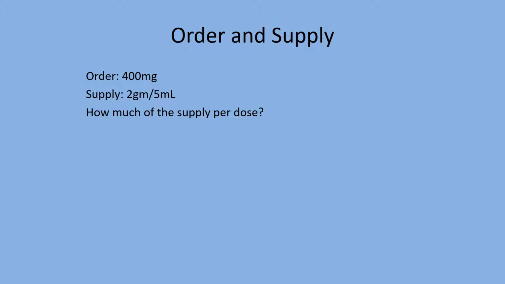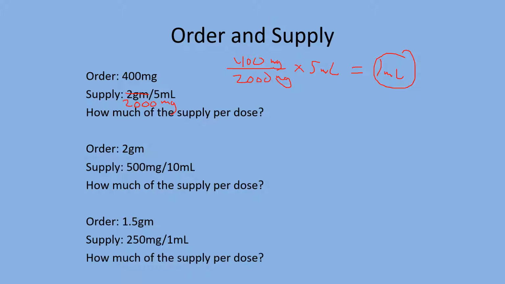Alright, so this guy, the units are not the same. So 2 grams is 2,000 milligrams. So let's do 400 divided by 2,000. Let's put our units so we don't forget. Times 5 ml. 1? All that work for just 1 ml? Yeah, it is. Pretty crazy. Everything else canceled out.